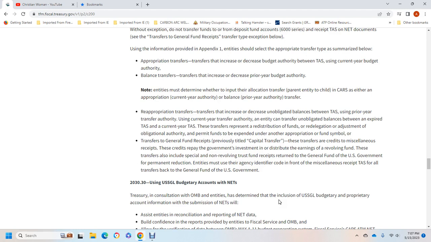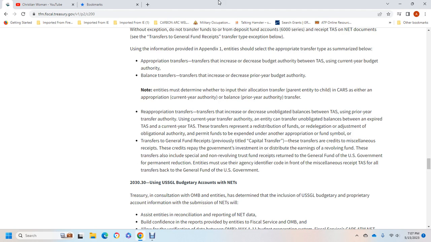The transfer of the general fund received, previously called capital transfers, covers transfers credited to miscellaneous receipts, with credits paid with the government's investment and the distribution of earnings refunds. These transfers also include special non-revolving trust funds reported with the general fund of the U.S. government for permanent reduction. It must be the agency that identifies the miscellaneous receipt with the treasury accounting symbol for all of the transfers back to the general fund of the U.S. government.